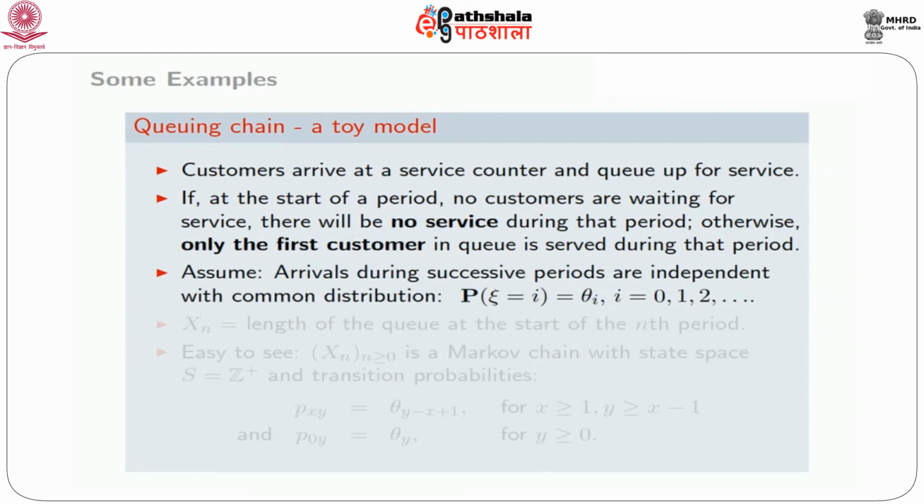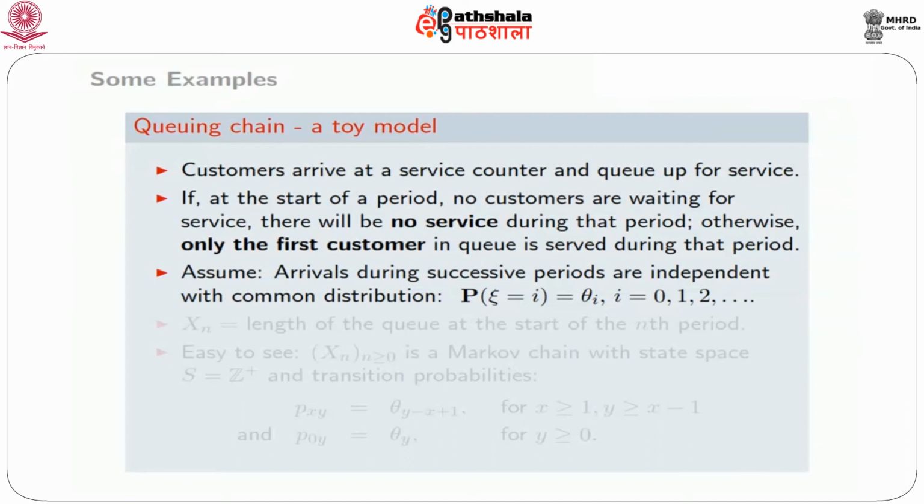Now, what is random about this? The only thing that is random about this process is the arrivals during successive periods, that is, how many customers arrived during successive periods of time. Let us assume that the arrivals during successive periods are independent with common distribution given by, so xi here represents the number of arrivals. Probability that xi is i, that means there are i arrivals, that probability is theta i for i equal to 0, 1, 2, etc. It is possible to have no arrivals in a particular period at all, we allow that with probability theta 0.